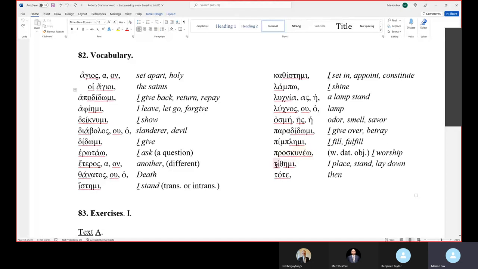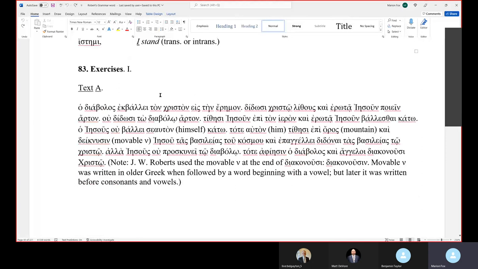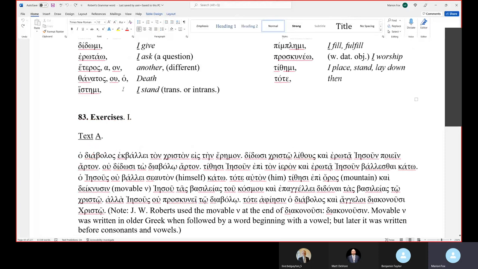We have tithemi, set or place, or stand, I'm sorry. A place, stand, or lay down. Okay. Tithemi. All right. A place, or S-E-T, set it. Then we have the adverb tote, then. Tote, then. Right? And I hope we don't have this kind of trouble next time. This is kind of new for us. I think they've upgraded their system somehow. Okay? Any questions about any of this anyone wants to discuss?